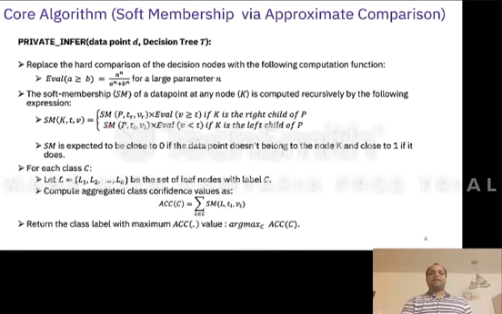Similarly, if it's a left child, you modify the computation. Now, a soft membership score is expected to be close to 0 if the data point doesn't belong to the node k, and close to 1 if it does. Right? It's easy to see. Now, based on these soft membership scores, it is easy to compute the aggregated class confidences defined in this way. And then finally, the class label with the maximum aggregated class confidence is returned as the predicted class label.